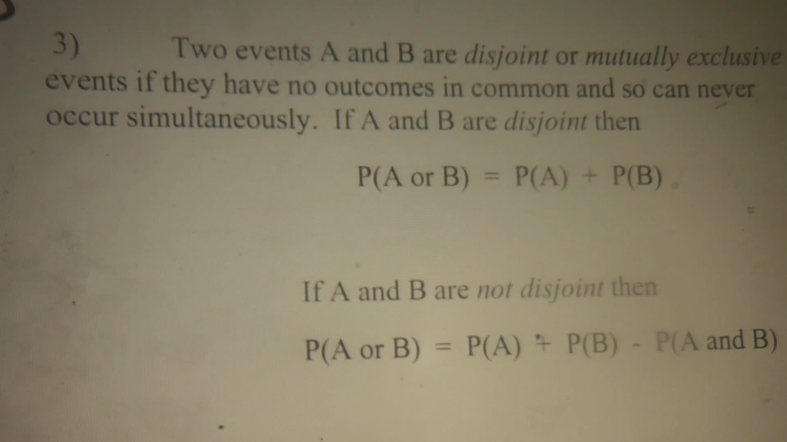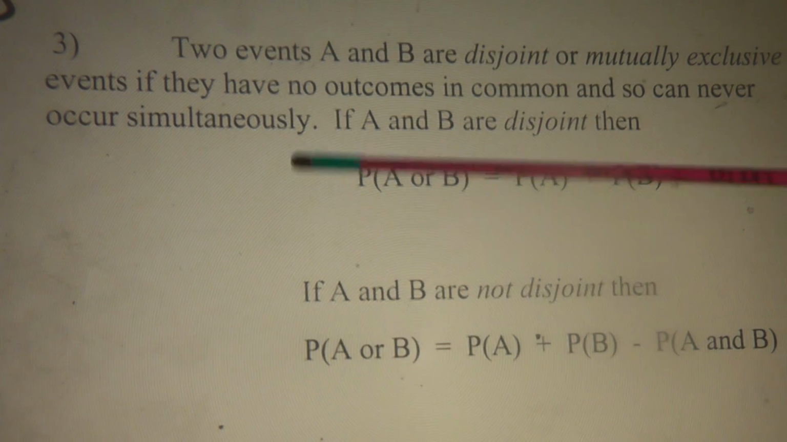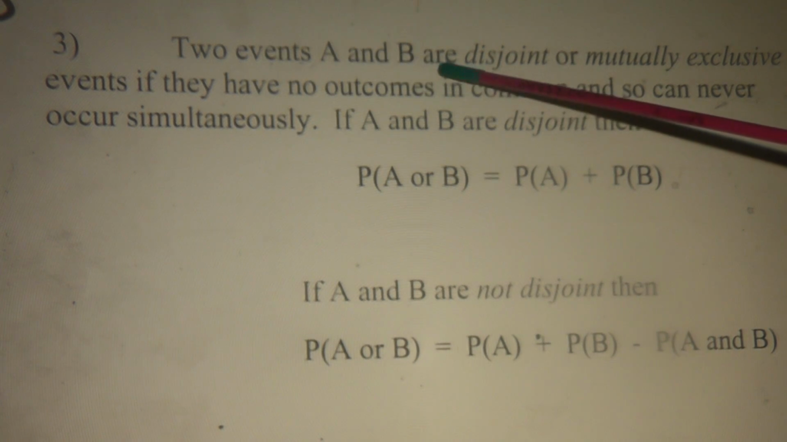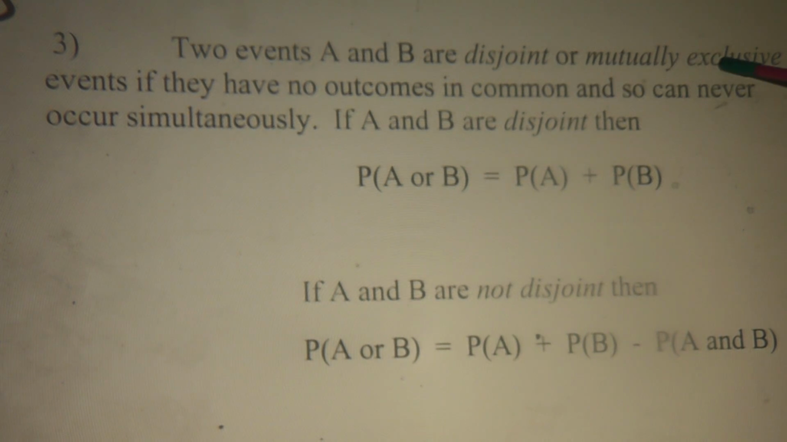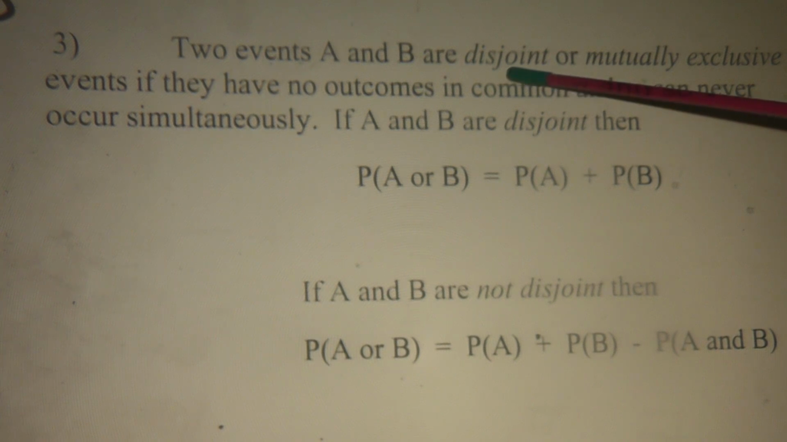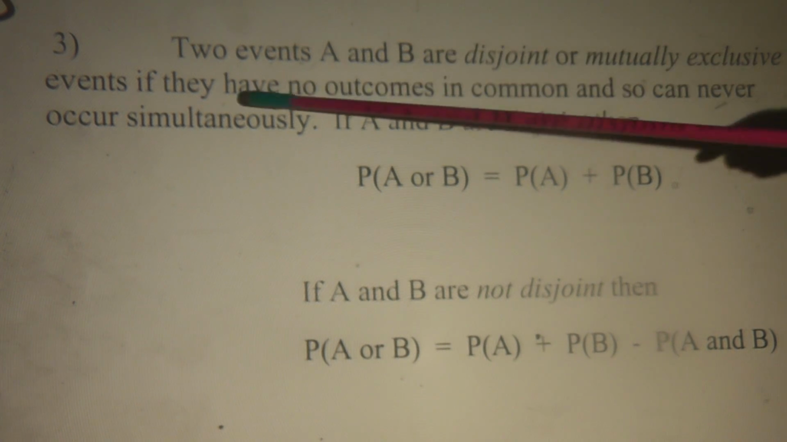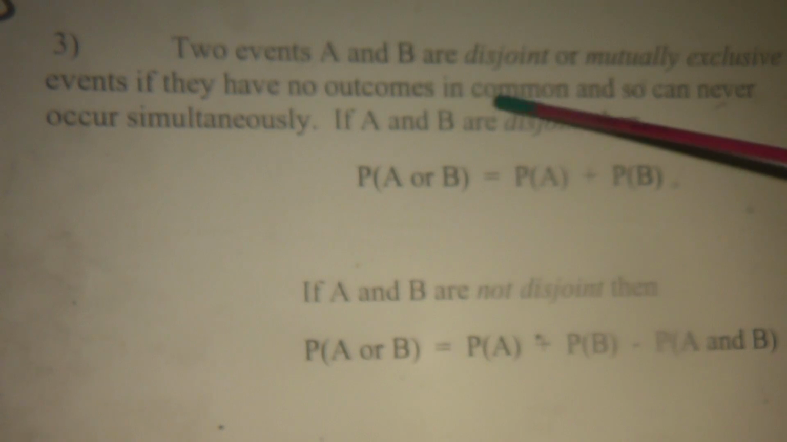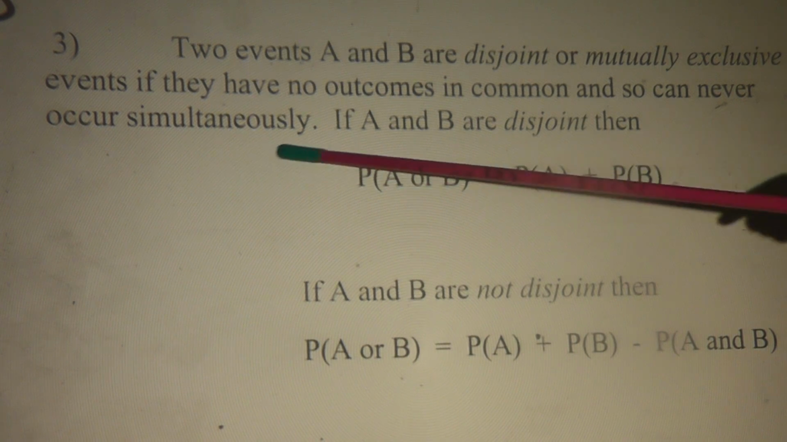Next one, let's look at basic probability rule number 3. Two events, A and B, are disjoint, or some books call this mutually exclusive. For this course, I'm going to use disjoint and mutually exclusive alternatively. Sometimes I say it's disjoint, sometimes I call this mutually exclusive, if they have no outcomes in common, and so can never occur simultaneously.